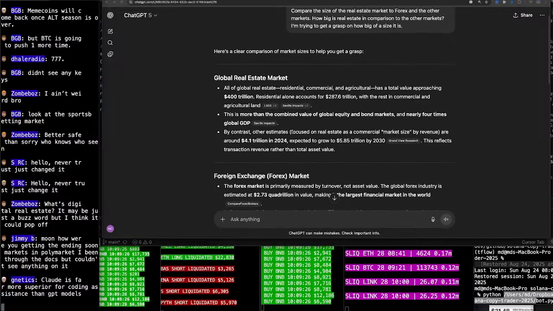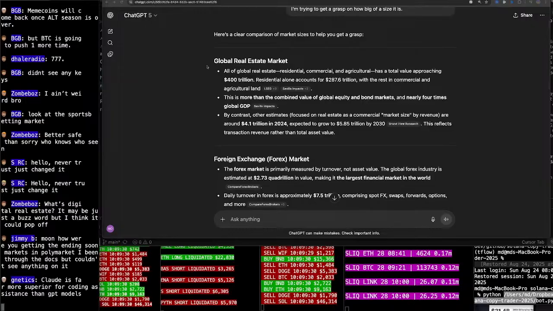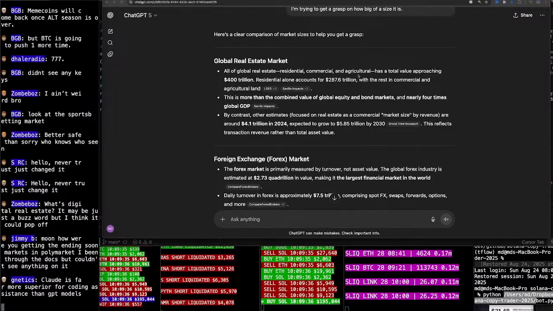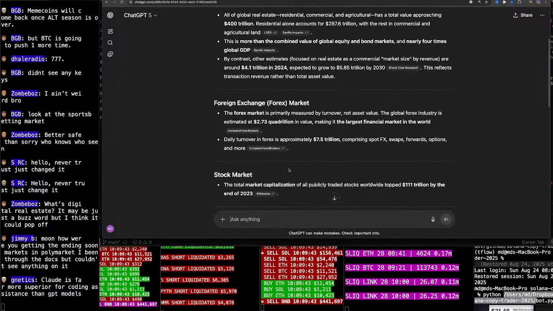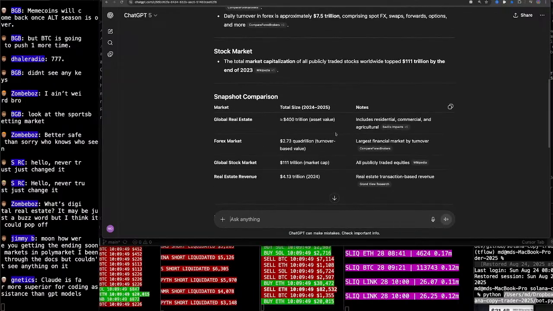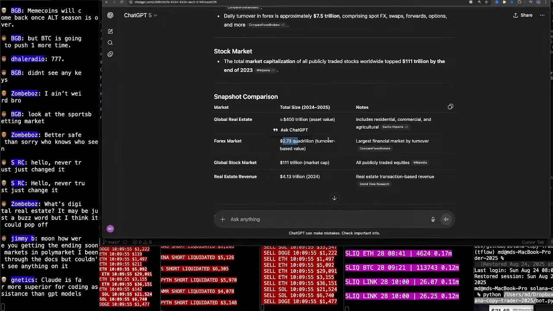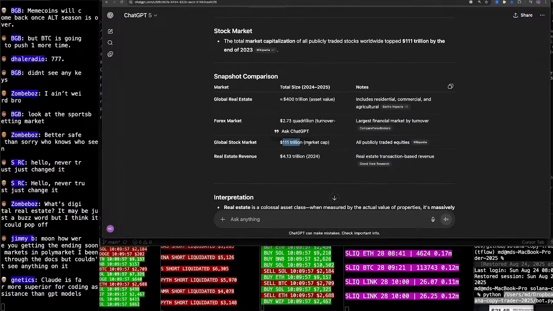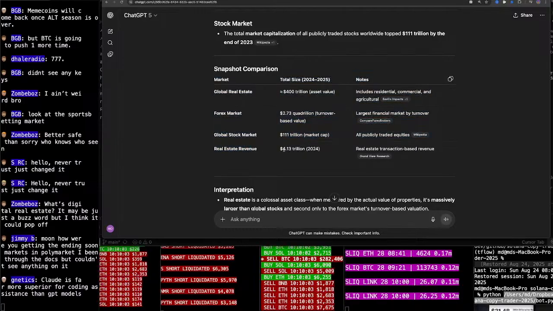So here's a clear comparison of market sizes to help you get a grasp. Global real estate market is 4 trillion. Residential is 87 trillion. Foreign exchange is 2.5 trillion. That's crazy. Stock market is 11 trillion. So real estate is bigger than the stock market. Global real estate, 400 trillion. Forex, quadrillions. Stock market, 111 trillion. Real estate revenue, 4.13 trillion. Interesting.